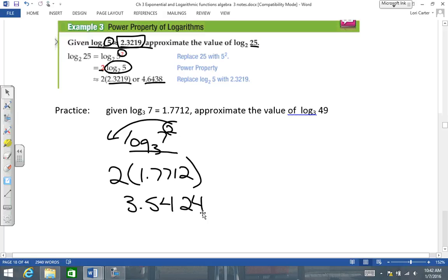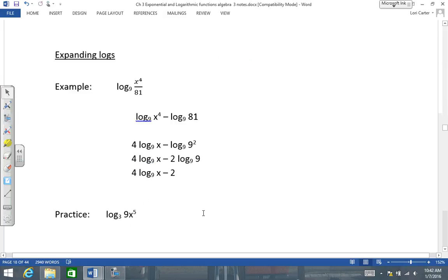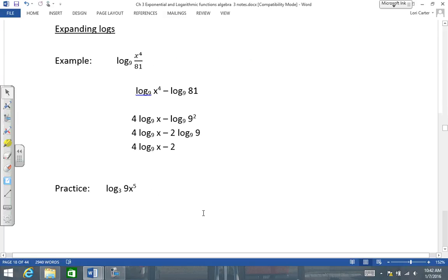All good? All right, now. I'm dividing, so what am I really doing? Subtracting. So now I have to do the log, and I have to expand. So expand means we're going the right direction. So I have to take log base 9 of x to the 4th. What does this tell me to do? Subtract log base 9 of 81. What's 81?